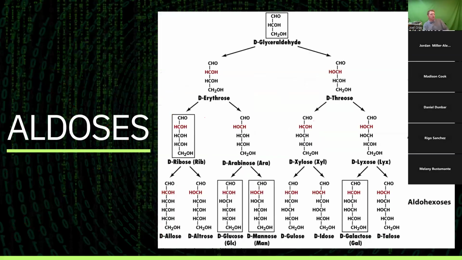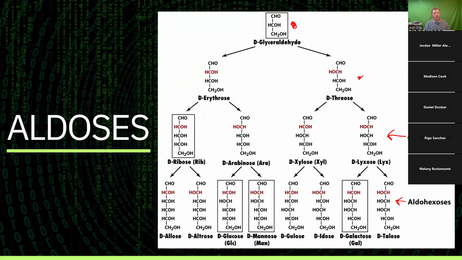Great. Okay, so here is our display of all of the different permutations, all of the different ways that you can position hydroxide groups on an aldose. Here are all of the possible aldotrioses. Here are the two aldotetroses, four carbons. Here are all your aldopentoses and all of your aldohexoses.